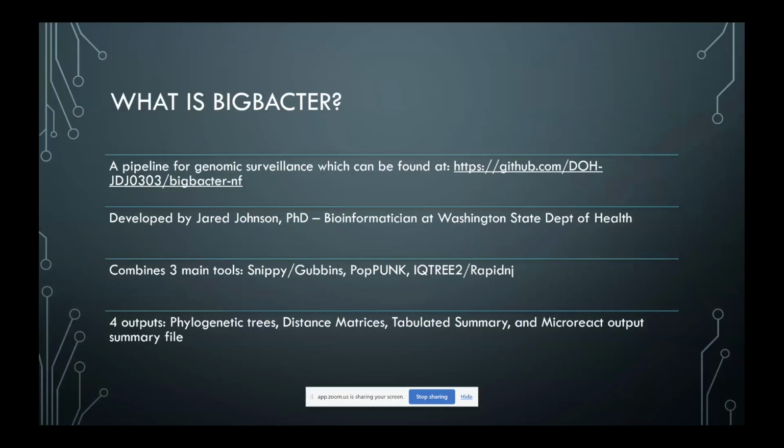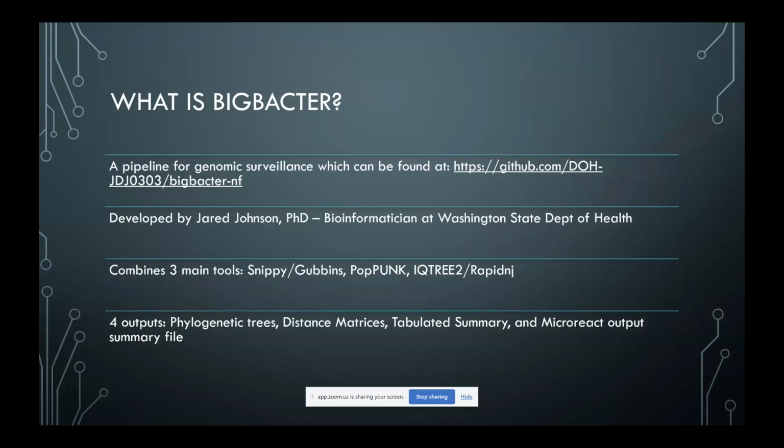So, what is BigBacter? BigBacter is a pipeline for genomic surveillance. It can be found at this GitHub address that I've linked. This was developed by Dr. Jared Johnson, who's a bioinformatician at the Washington State Department of Health. And it really combines three main tools. It combines Snippy and Gubbins, but as one tool. It has PopPunk as your second tool, and then it has IQ-Tree2 or RapidNJ as the third tool.